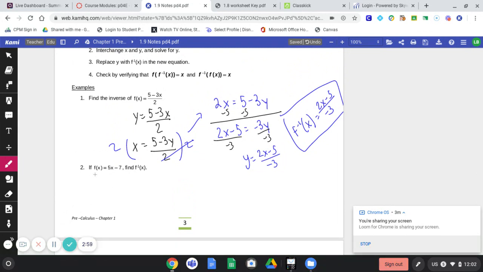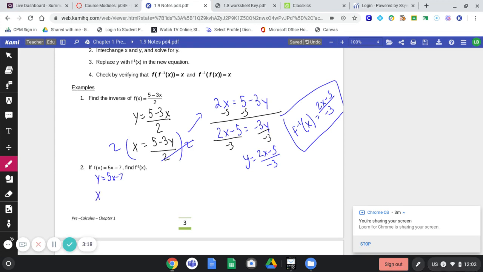So number 2, we have f of x is equal to 5x minus 7, and we want to find the inverse. So again, we can replace f of x with our y value. You don't have to do that as long as you know f of x is equal to y. But now we're going to flip our x's and our y's.